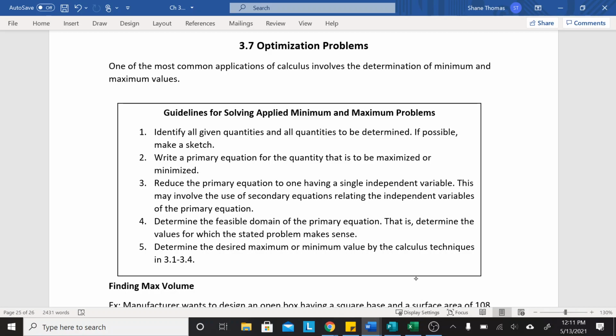First off, you want to identify all given quantities and all quantities to be determined. If possible, make a sketch. Write a primary equation for the quantity that is maximized or minimized. Reduce the primary equation to having a single independent variable. This is the important part. This is where this changes from related rates. In related rates, we could have multiple variables, right? This one here, we only have one. Good?